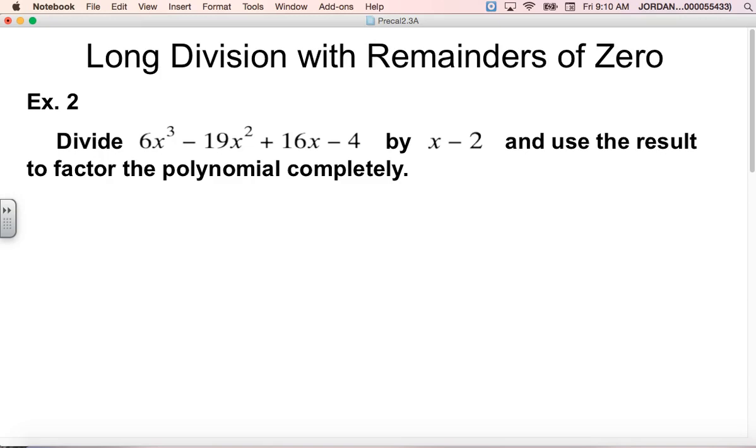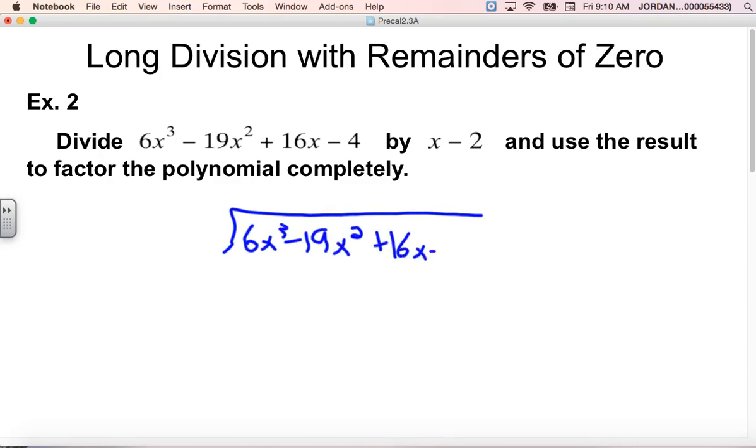Okay, so I'm going to divide 6x cubed the same way. I'm still doing long division: 6x cubed minus 19x squared plus 16x minus 4. I'm dividing by x minus 2. All the steps here are going to be exactly the same, but I already told you in the directions that we should get a remainder of 0 on this problem, as opposed to getting some type of remainder we've got to put over our divisor.